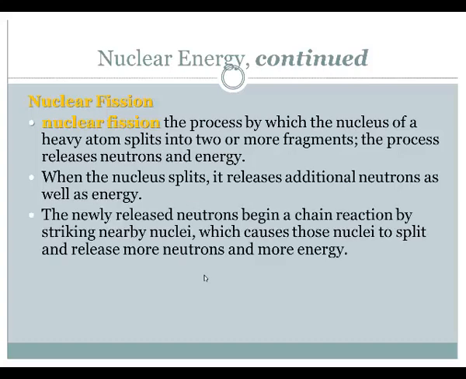The newly released neutrons begin a chain reaction. Those neutrons go and hit other large atoms. As the neutrons hit other large atoms, they break those large atoms apart. More energy and more neutrons are released. Those neutrons go out and hit other atoms, and they continue this chain reaction. It's important that when we use a nuclear reactor, this reaction is controlled.